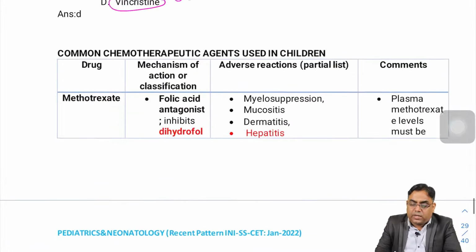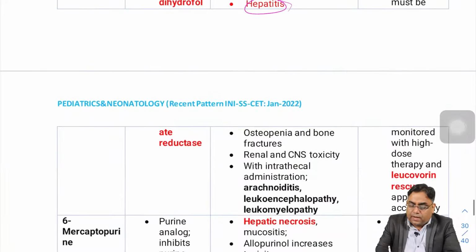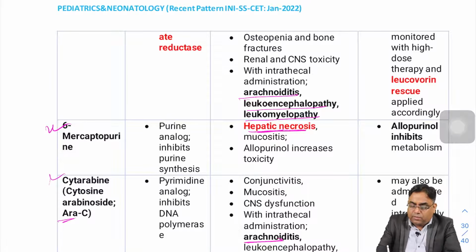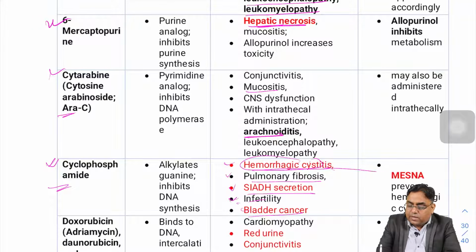Now, these are the common drugs whose side effects were asked in previous exams. Methotrexate: hepatitis, myelosuppression, mucositis, dermatitis, arachnoiditis, leukoencephalopathy, leukomyelopathy. 6-mercaptopurine: hepatic necrosis. Cytarabine: arachnoiditis, mucositis. Cyclophosphamide is very, very important: it leads to hemorrhagic cystitis, SIADH, pulmonary fibrosis, infertility and bladder cancer. This hemorrhagic cystitis can be prevented with mesna. This was asked in a previous exam. SIADH is also a side effect of cyclophosphamide.